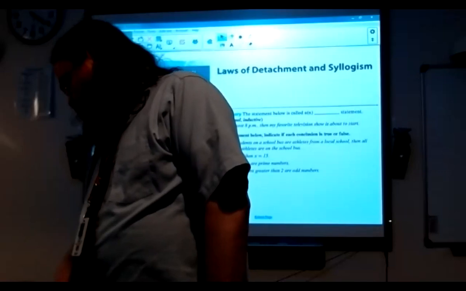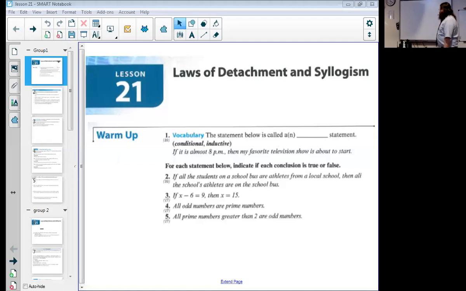Today we are talking about lesson 21, the laws of detachment and syllogism. For the first part of this lesson, we have the warm up to ignite previous knowledge. Vocabulary: the statement below is called a conditional or inductive statement. If it is almost 8 p.m., then my favorite television show is about to start.